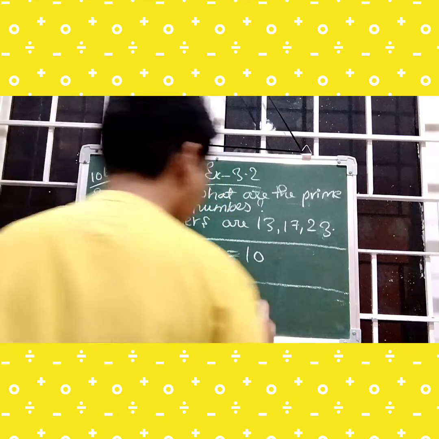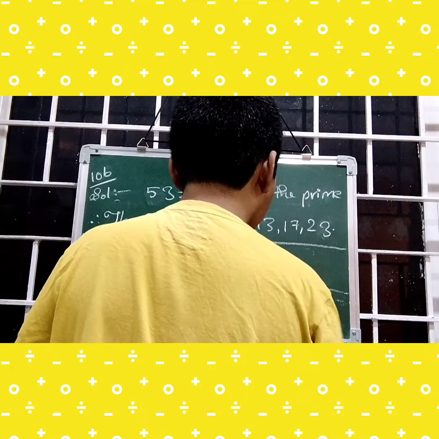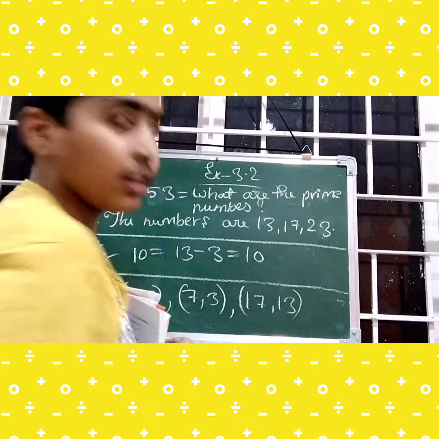Next 20, 15. So for 15, 13 plus 12. No. It will go into the third table, fourth table, so it will not come. So directly we will go to 20. Yeah, 17 plus 3 will come to 20. 17 plus 13 will come to 30. Okay. So with this, we have completed our exercise 3.2 now.